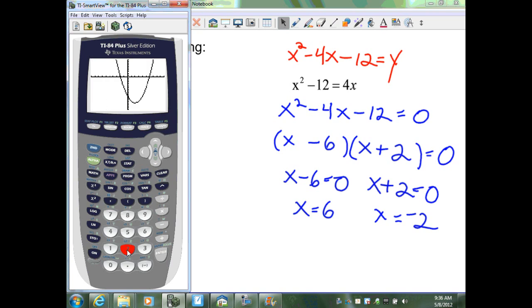So I go to 2, and now it's asking me for a left boundary. And what I do is I hit the left arrow on my calculator, and I want the left boundary. That is the closest x value I can get to the 0. So here I'm at a -2, and I have a y value that is positive. I'm above my x-axis. I press enter.